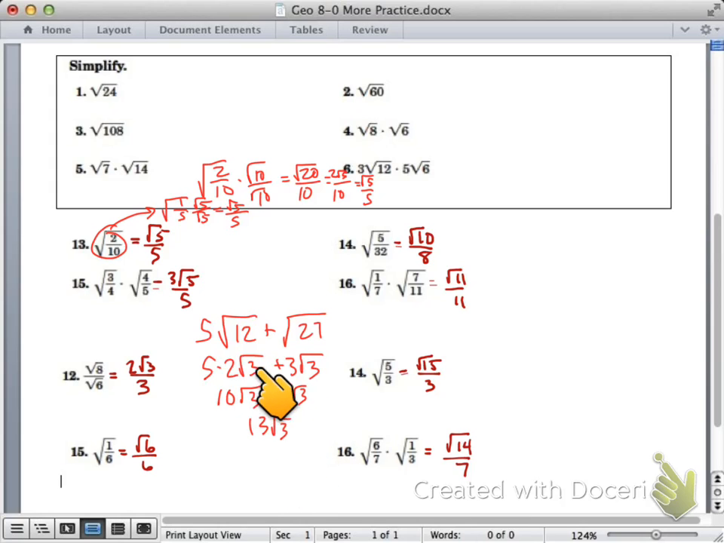With addition and subtraction, you're combining the like terms. They have to be the same radicals. You oftentimes have to simplify before you can do that. So there was your review on radicals.